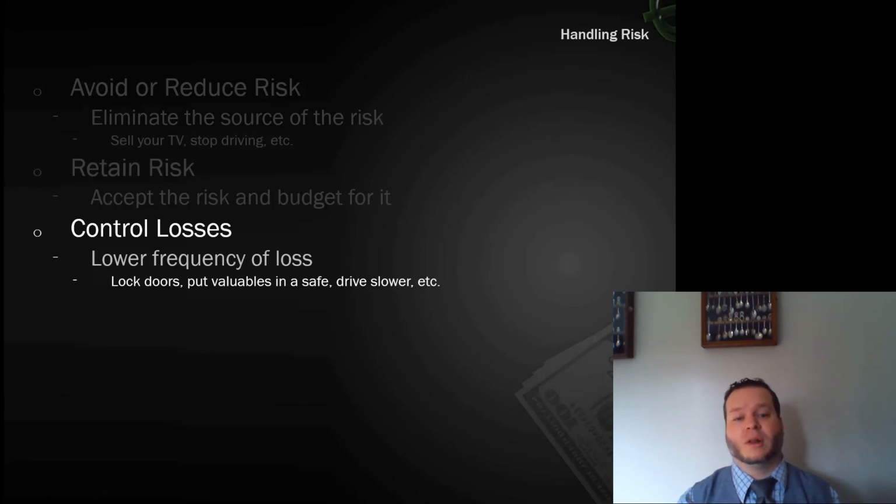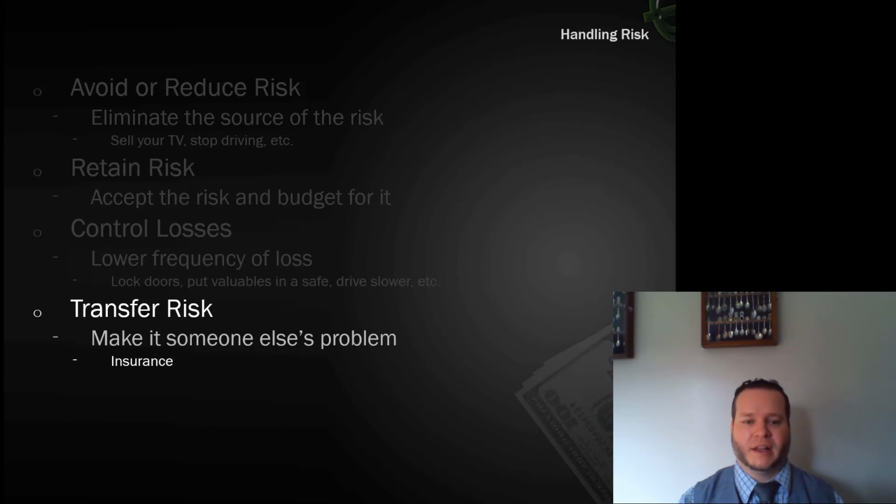Okay, you can control losses. This makes it less likely that the risk is going to occur. So this would be like slowing down, wearing your seatbelt, right? Locking your doors makes it less likely that you'll get robbed, things like that. You're not necessarily avoiding it entirely. You still have a car, right? But you're just driving it more carefully, so you're less likely to get in an accident. That's controlling losses. And finally, you can transfer it.